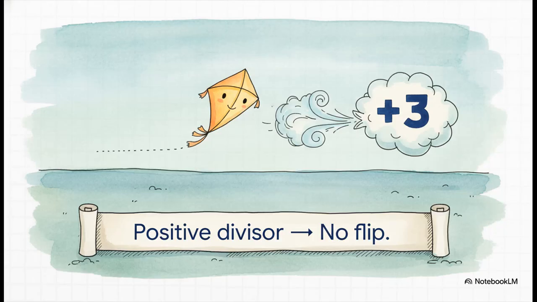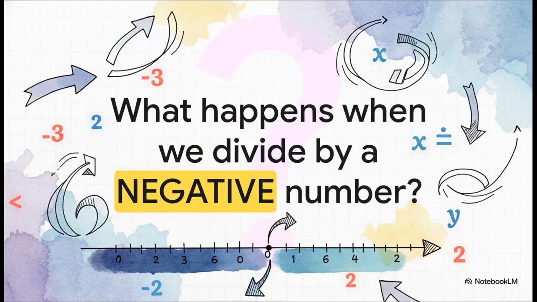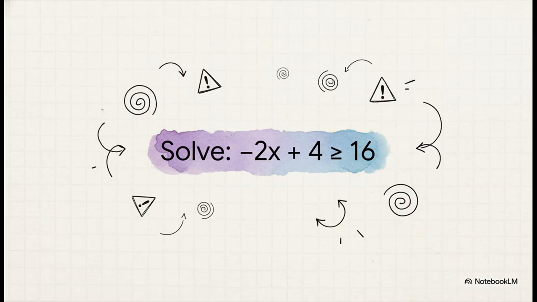So did you notice what happened there? Or what didn't happen? We divided by a positive 3, and the less than symbol just stayed a less than symbol. Nothing changed. Which, of course, leads to the big question. What happens when that final step involves dividing by a negative number? This, right here, is the one and only new rule you have to learn for inequalities. It's the key to the whole thing. Let's see it in action.